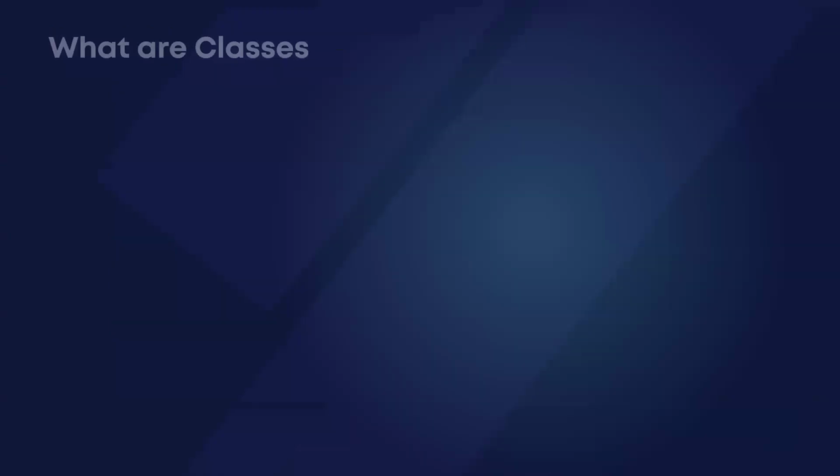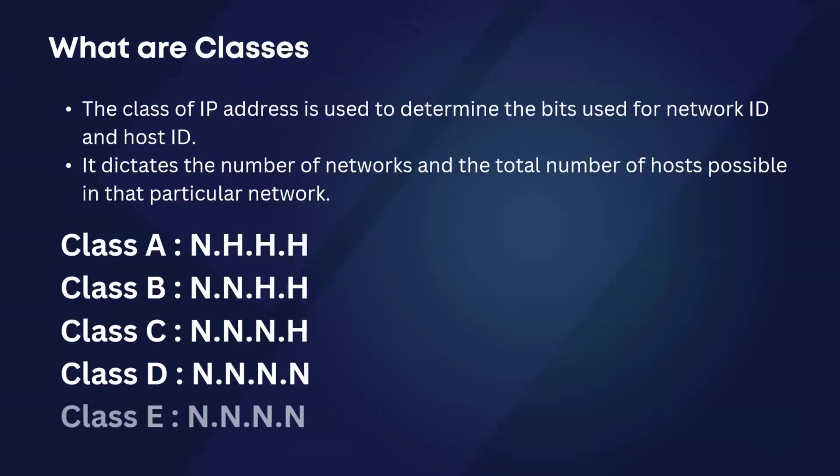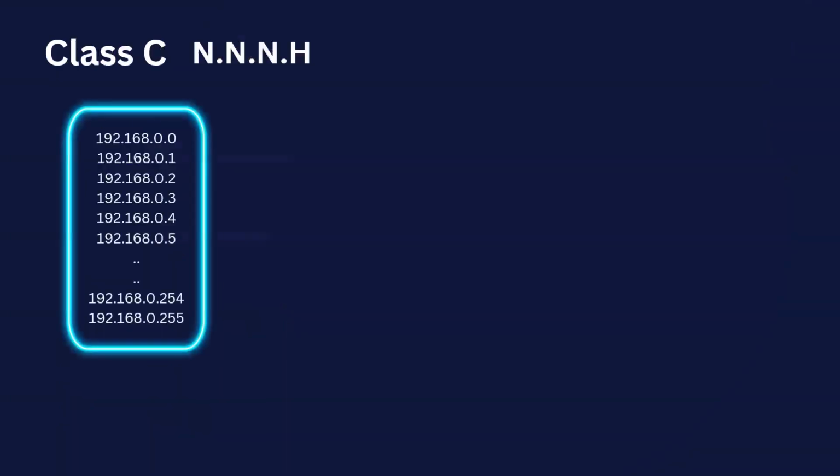Each class has a unique number of network and host portions, guys. Class A has 1 network portion and 3 host portions. Class B has 2 network portions and 2 host portions. Class C has 3 network portions and 1 host portion. Class D and Class E have all network portions itself. There are no host portions in them. But what do these network and host portions signify? What is their relevance? So to understand this, let's take the example of Class C first, which has 3 network portions and 1 host portion.